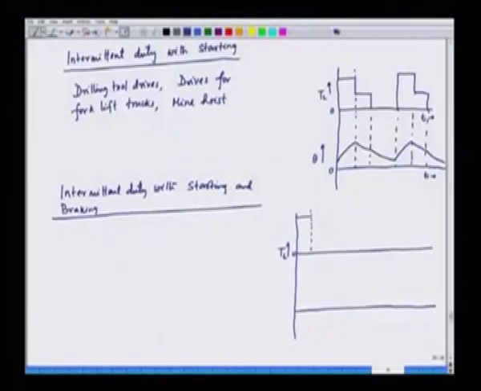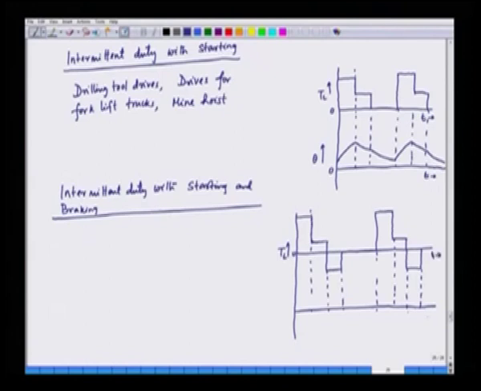So, we have a high starting torque and then a somewhat low running torque, and then the braking is also quite significant. So, we have the braking torque, and this repeats. It is an intermittent type of loading. So, starting, running and braking. What about the corresponding temperature rise? Let us see the corresponding temperature rise here.